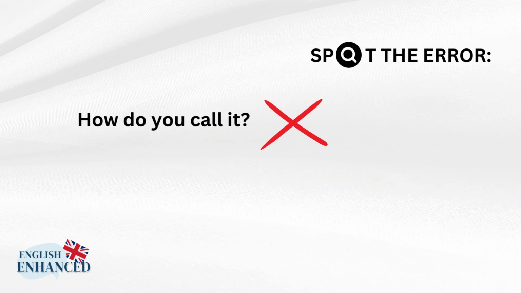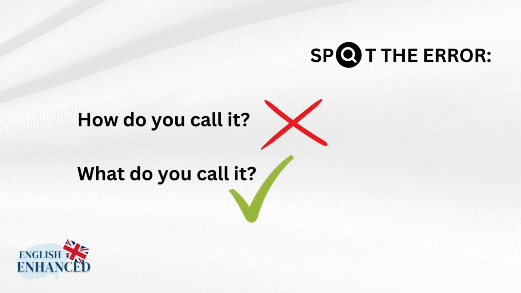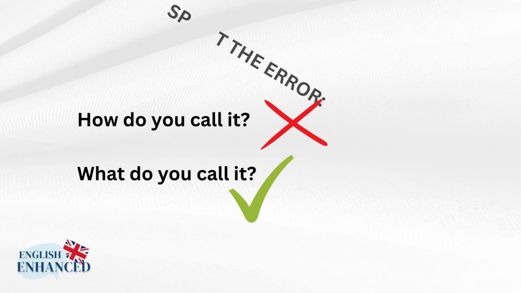Okay, number 8. So quite a common error now. How do you cool? And if you want to say this correctly, it would be best to use what instead of how. So what is the word that we use when we are asking for specific information? A specific term, a specific word is something very specific.